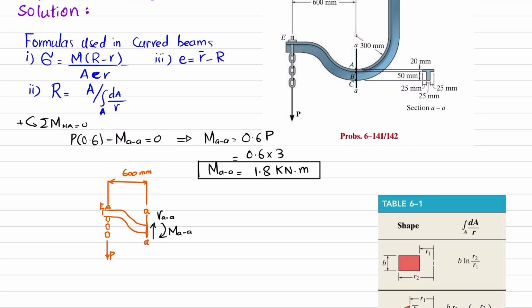So we'll find them one by one. We have this moment M, so by using this formula, you can see we have found out the M. Now we will find this capital R, and you can see we have another term e, which is equal to R dash minus R. What is R dash? R dash is the distance from this center of curvature to the centroid. So we will find this R dash first. So R dash is equal to, let me write it, distance from center of curvature.